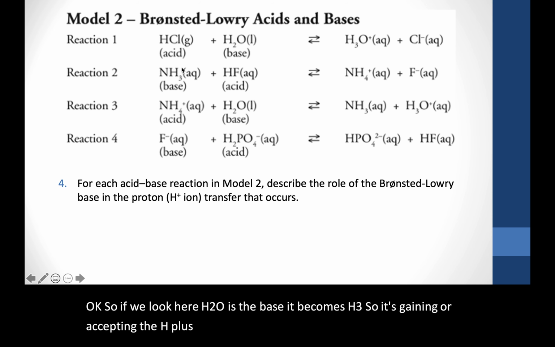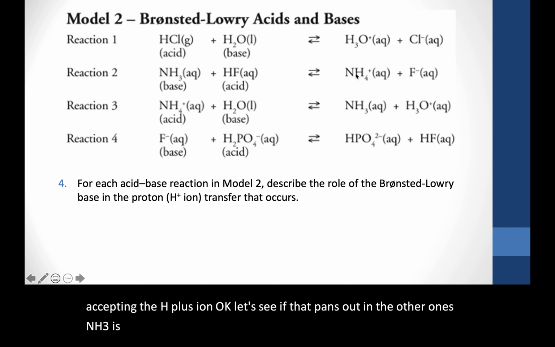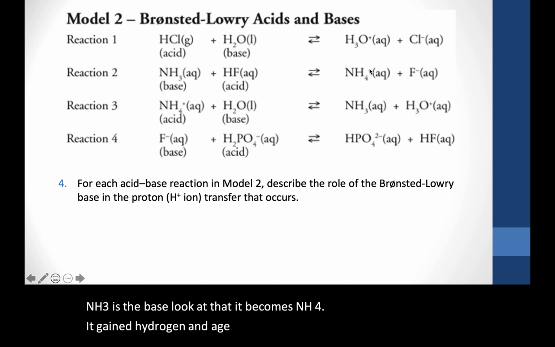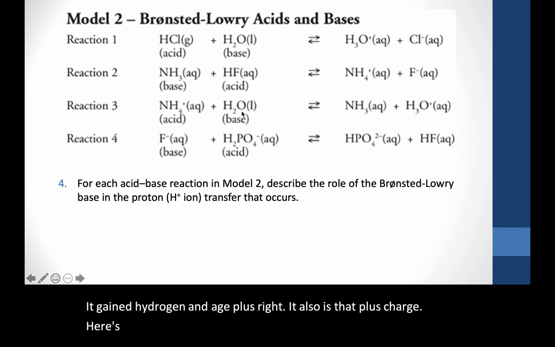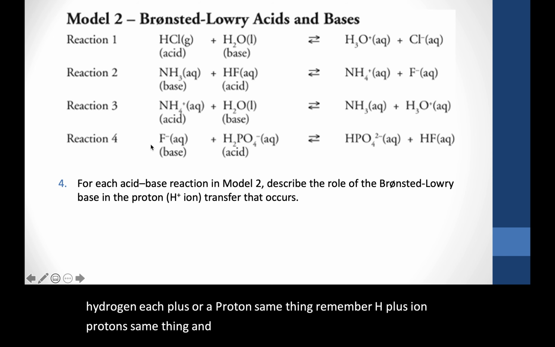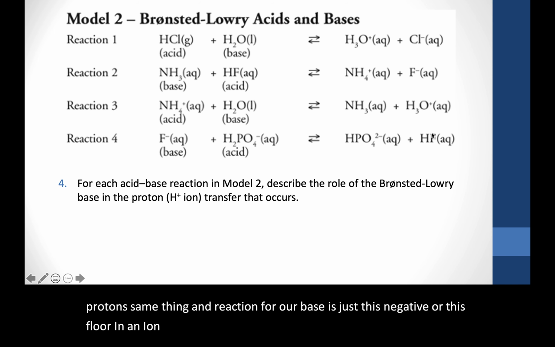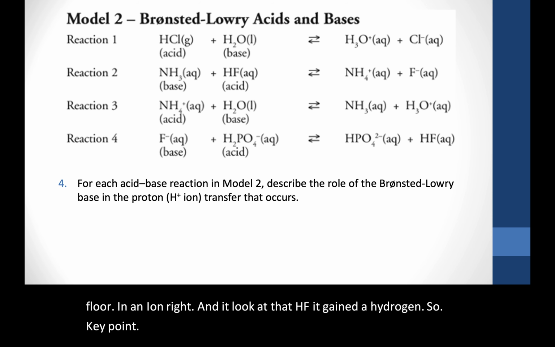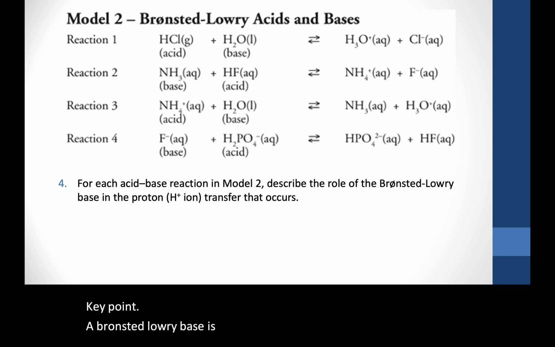Let's see if that pans out in the other ones. NH3 is the base. Oh, look at that. It becomes NH4 plus. It gained an H plus, and it also has that plus charge. Here's the base, H2O again, and it becomes H3O plus, gaining a hydrogen, H plus, or a proton. Remember, H plus ion, proton, same thing. And in reaction 4, our base is this fluorine anion, and look at that, it becomes HF. It gained a hydrogen. So, key point: a Bronsted-Lowry base is a proton acceptor, or a hydrogen ion acceptor.